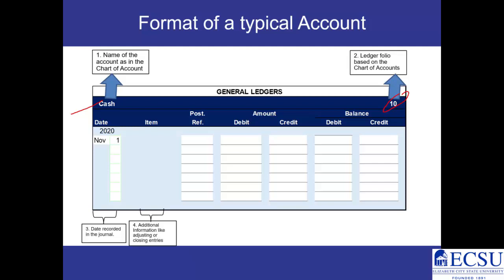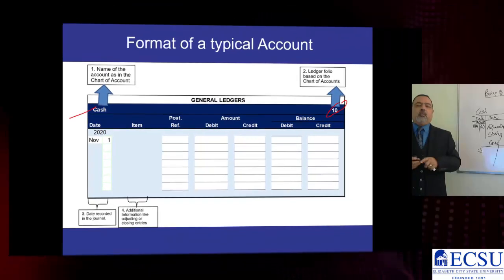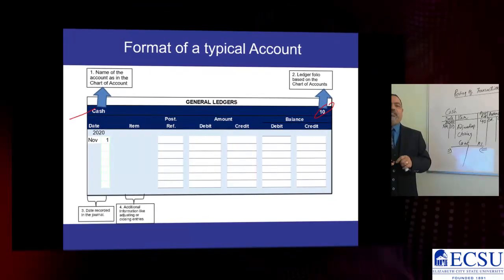Next will be any additional information that needs to be provided. I gave you the example of adjusting or closing entries. That's what we'll be writing there. If it is a general entry, we don't make that, because those are the norm. So additional information will be only for adjusting entries or closing entries. We'll be talking about adjusting entries and closing entries in the next chapter.